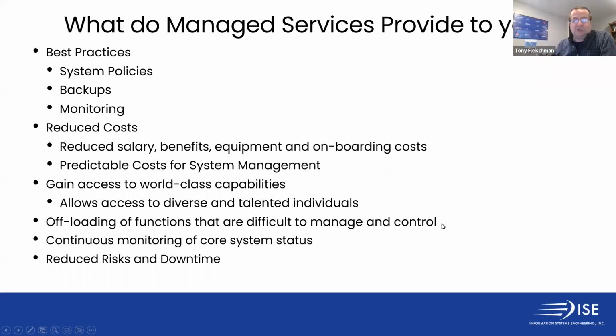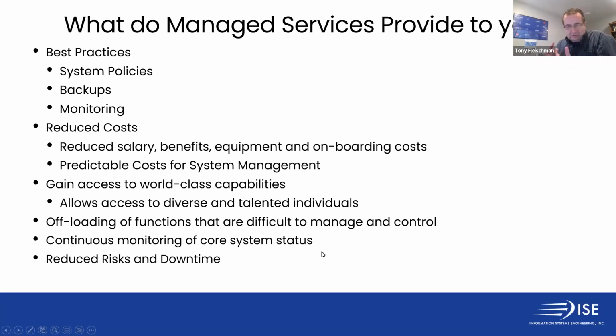Offloading functions that are difficult to manage and control. So if something is going on your system, let's say a runaway job, you don't quite know what caused it. It doesn't happen very often, so you probably don't understand exactly what's going on, and you wonder, okay, what do I do about this? Our monitoring and our tools will help us to catch that, and in many cases point it out to you proactively, as compared to you wondering what's going on in the system. That's done on a continuous basis for the core system status.